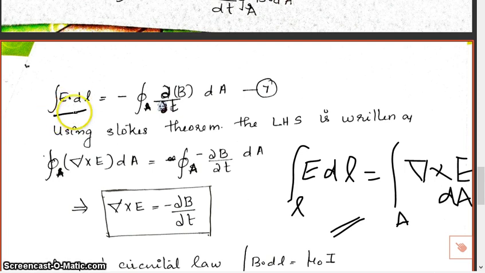So I am replacing this with Stokes theorem. So I can write integral del cross E dA is equal to closed integral minus dou B dou t of dA. So both sides have become area integrals. So finally I can write del cross E is equal to minus dou B by dou t, which is our third equation.